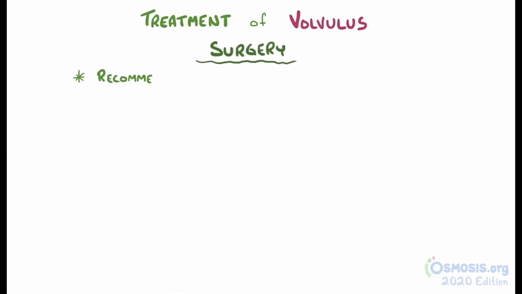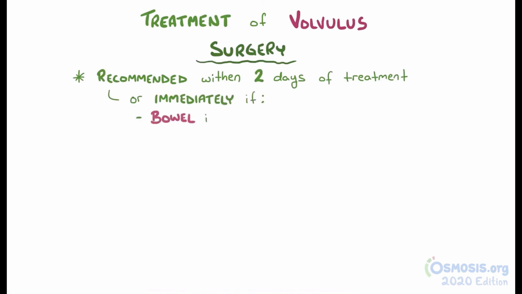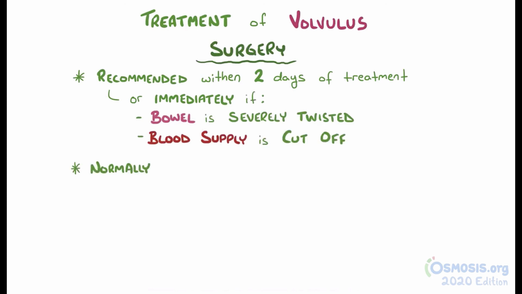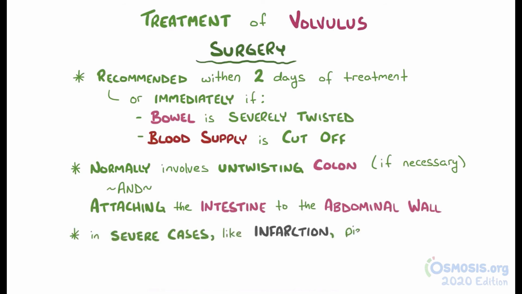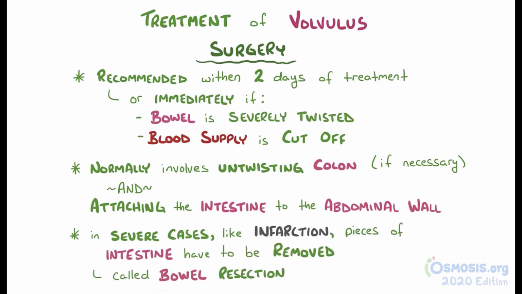Normally, surgery is recommended within 2 days of receiving treatment, or in some cases, surgery should be performed immediately, like if the bowel is severely twisted or if the blood supply is cut off. The normal surgical procedure involves untwisting the intestine if it hasn't been corrected yet, and attaching the intestine up against the abdominal wall to prevent it from twisting in the future. In severe cases, like an infarction, pieces of the intestine have to be removed, a process called bowel resection, before the intestine can be reattached.